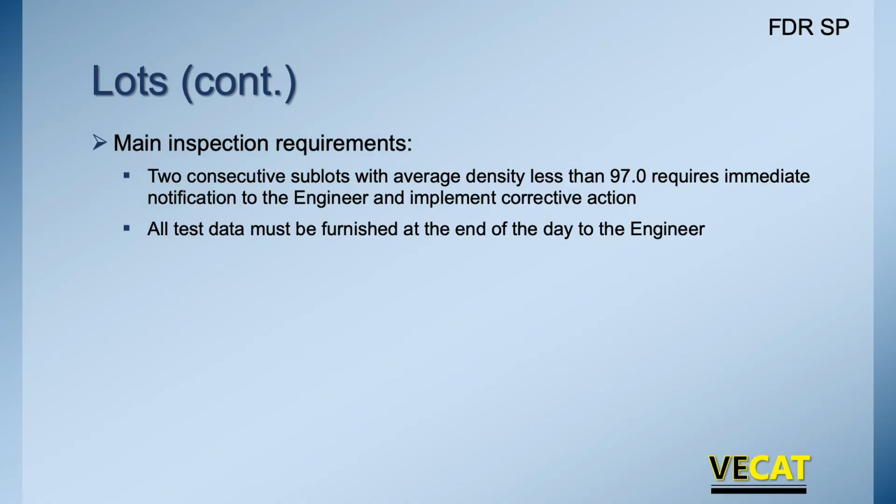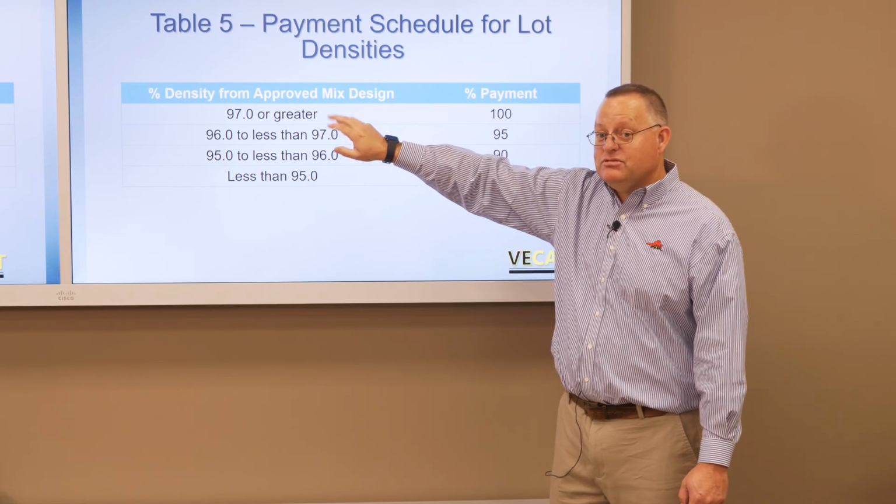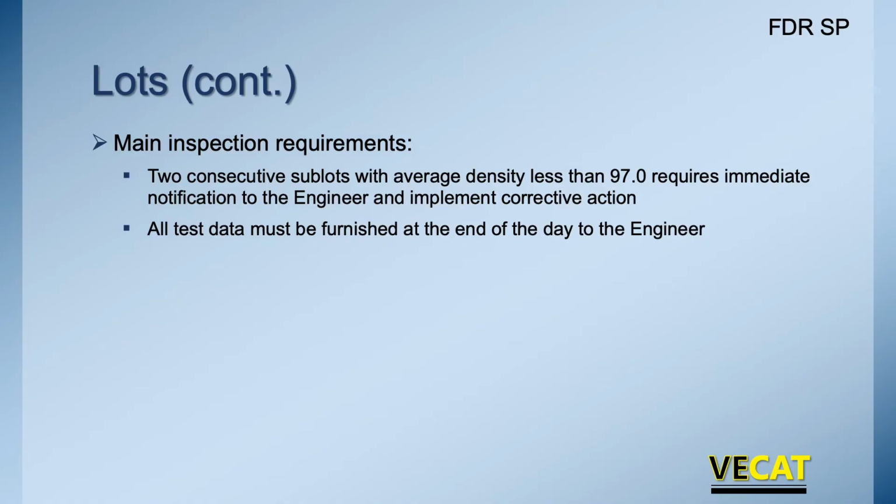Main inspection points, again, I just talked about 2 consecutive sublots with density of 97 requires immediate notification. We don't want to keep going down the road. So when we're less than 97, and we've got 2 sublots, we stop. All data has got to be given to the engineer at the end of the day, VDOT representative. So at the end of the day, all of our data, we're turning over a copy for the engineer to have as well as the contractor for payment determination purposes.